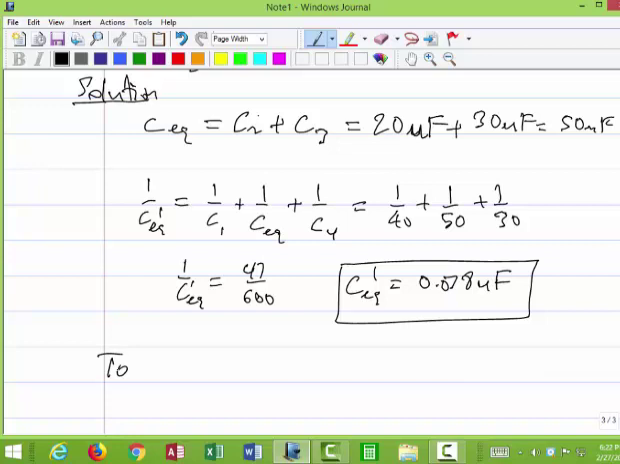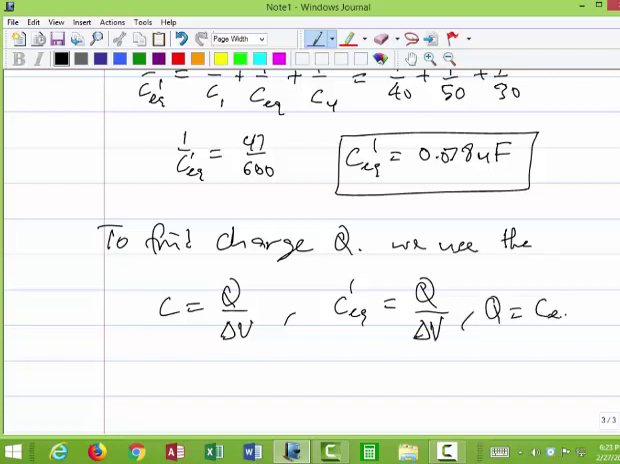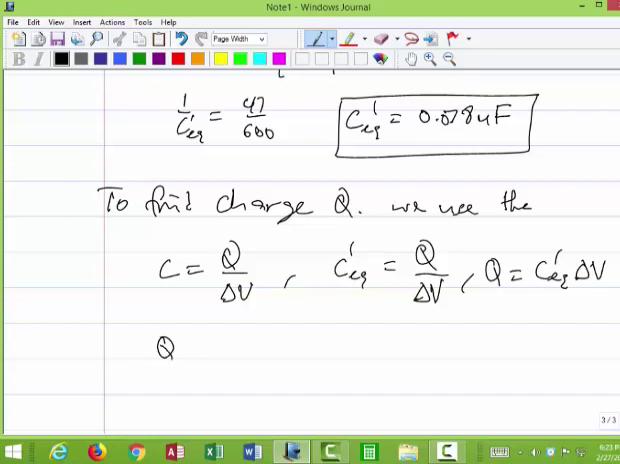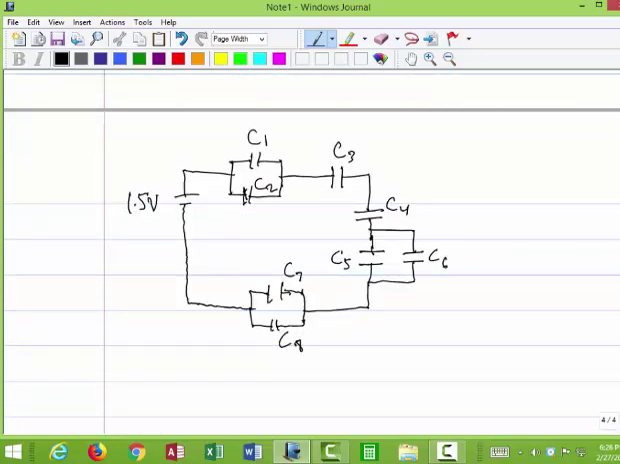So to find the charge Q, we use the relation C equals Q over delta V, and we shall say that C equivalent prime is equal to the charge over the potential difference delta V. So we can say that Q is equal to C equivalent prime delta V. And delta V was 1.5 volts, so the charge stored on this whole system of capacitors is going to be 0.078 microfarads times 1.5 volts. So what does that give you? I'll give you one to try. Okay, so try that and let's see what you get.